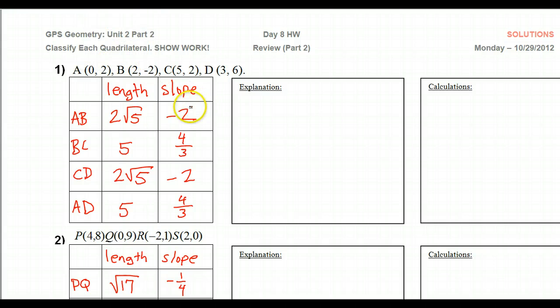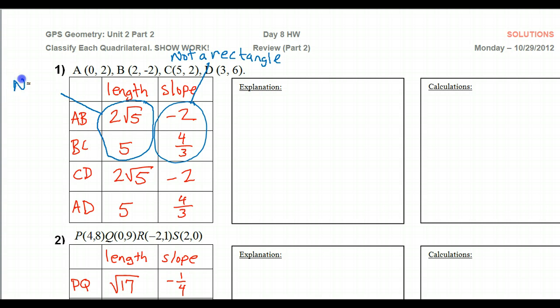I know that because these are not opposite and reciprocal. So, and here's how you indicate this, and this is not optional. I will draw a circle like this, and off to the side I will write not a rectangle. Okay, that is not optional. And I know this is not a rhombus, because if it were, then all the sides would be the same, including these. So again, this is not optional. You circle a pair of these, and off to the side you write not a rhombus.